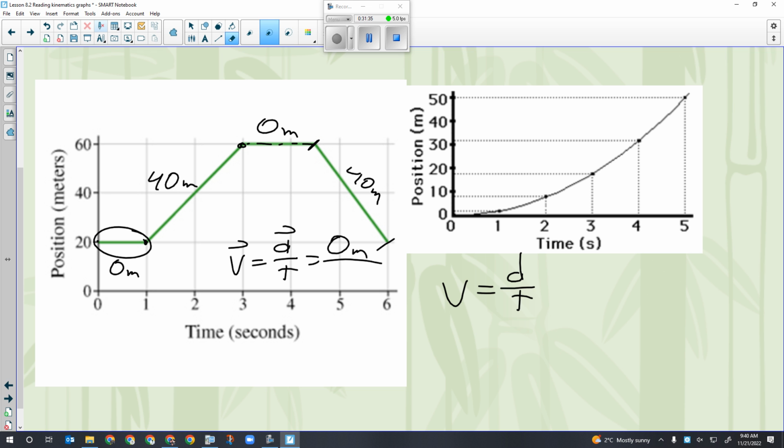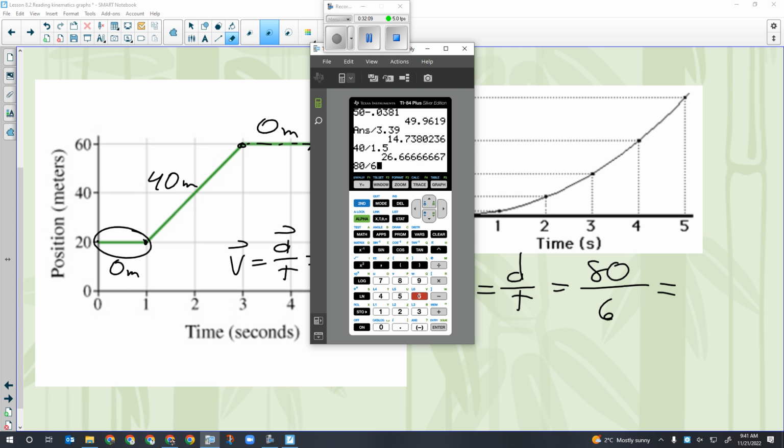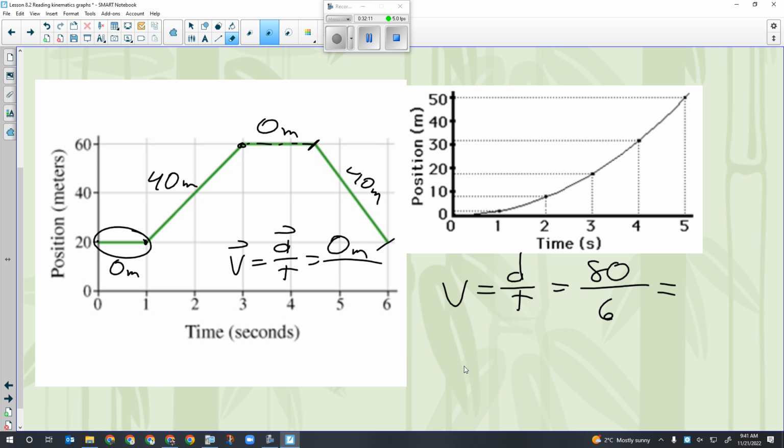Okay, now, this one might take a hair longer. What's my average speed? How far did I go? You guys just told me this a minute ago. How far did I go? 80 meters. How long did that take? 6 seconds. Looks like I'm going 13.3 meters per second.